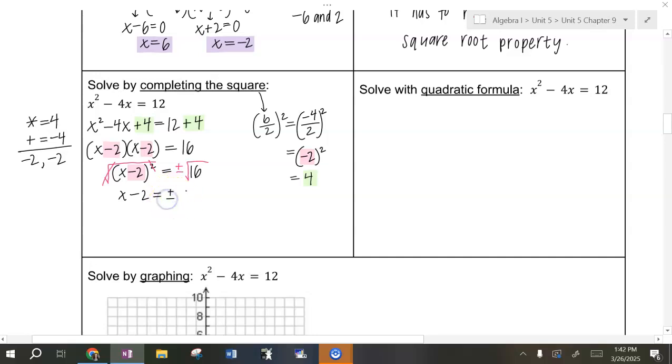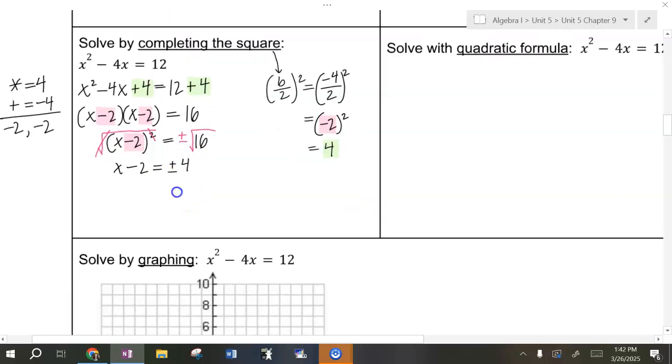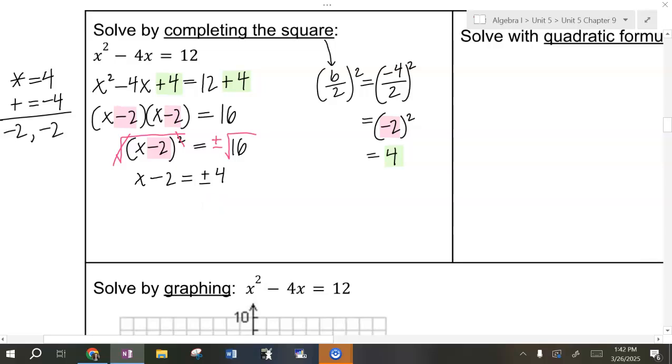On the right side, you have to see, can you simplify square root of 16? The answer is yes, because it's a perfect square. The square root of 16 is 4. You could also find that out by making a factor tree, but it would be better if you have your square roots memorized, your perfect squares at least.